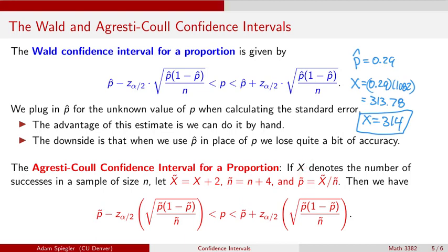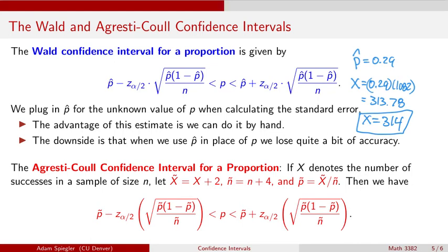And so in the Agresti-Coull confidence interval, rather than use the sample proportion p hat, we are going to use what we're going to call p tilde. So this little squiggle above the p, we'll call it tilde. And what we're going to do is we are going to add 4 observations to our sample.